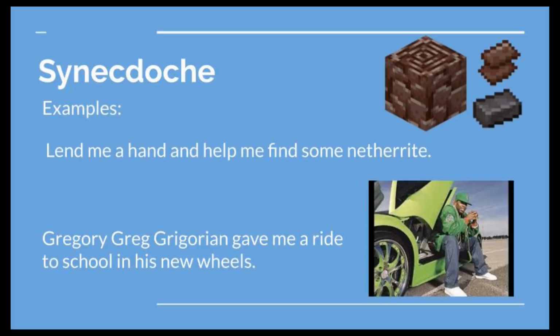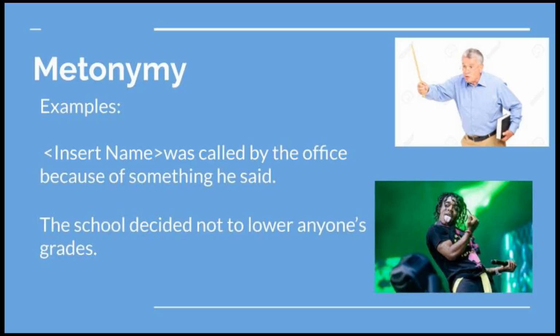Examples of synecdoche are: lend me a hand and help me find some netherite. Gregorian gave me a ride to school in his new wheels. Examples of metonymy are: Abdul Rakesh Jabir III. Kramer was called by the office because of something he said. Another example is: the school decided not to lower anyone's grades.